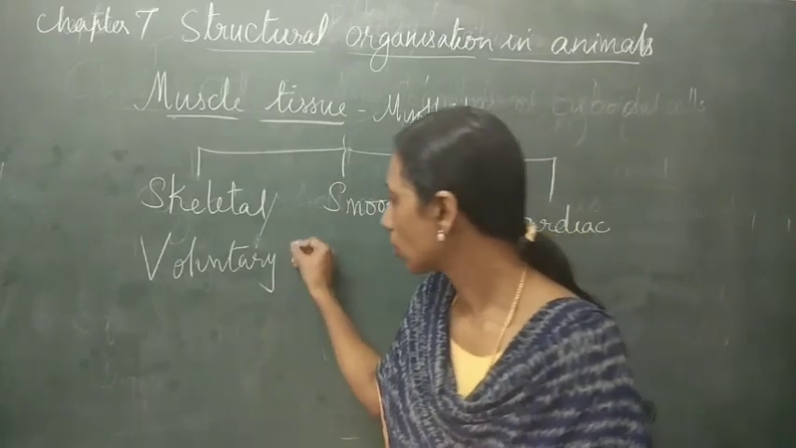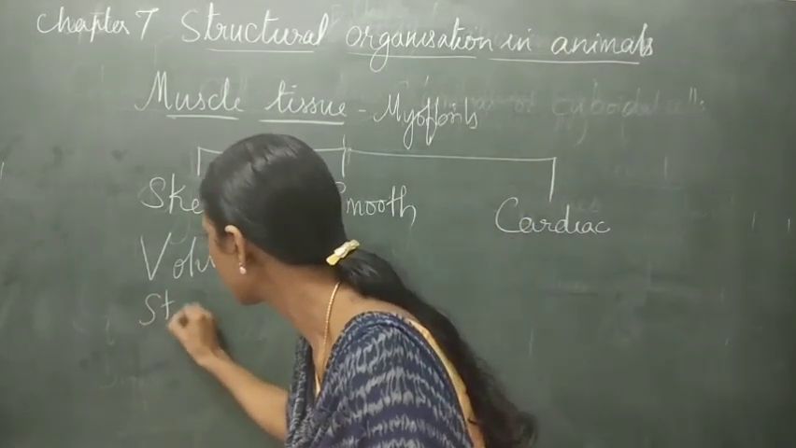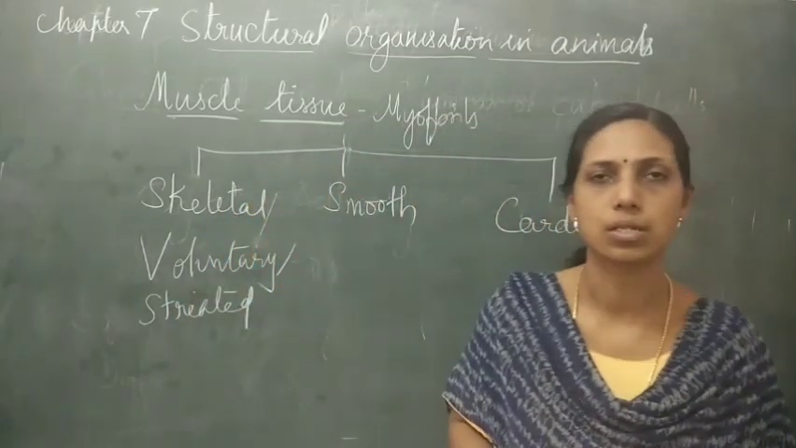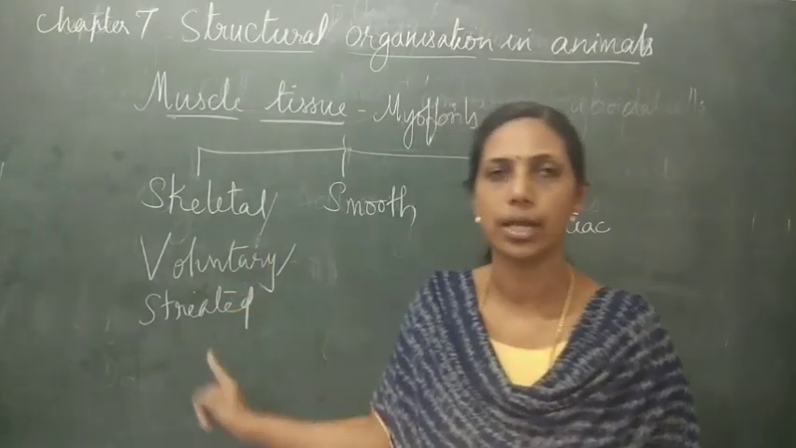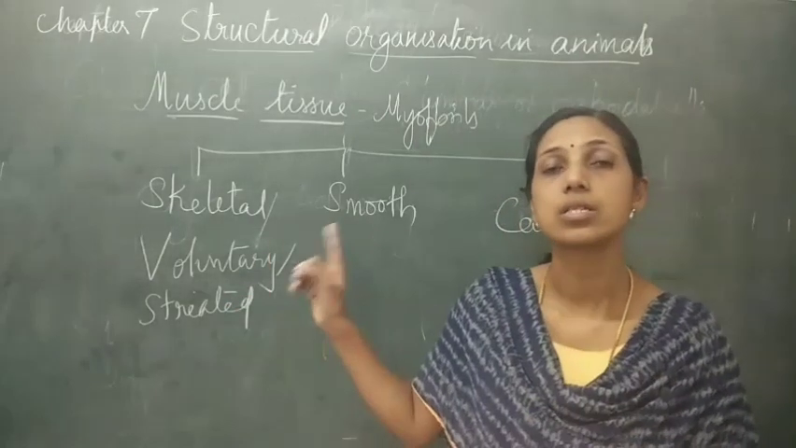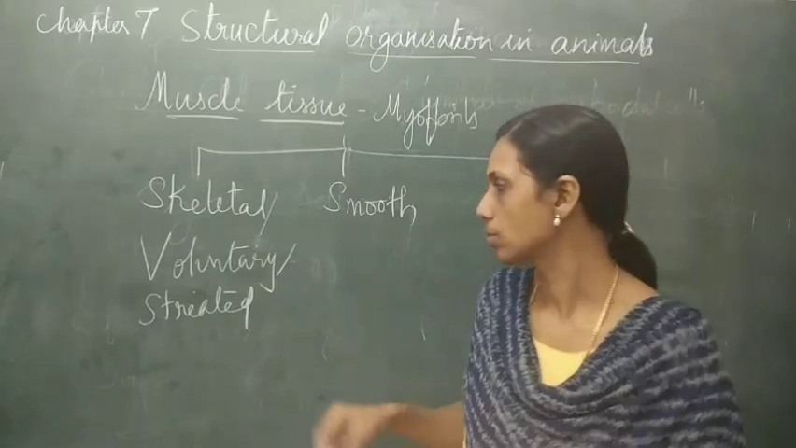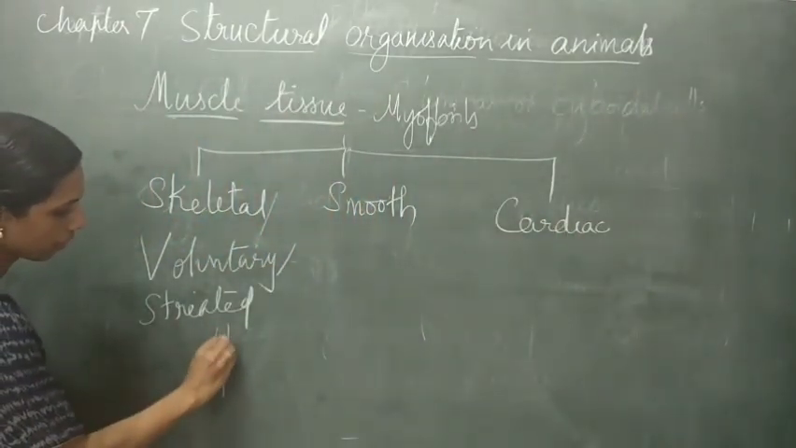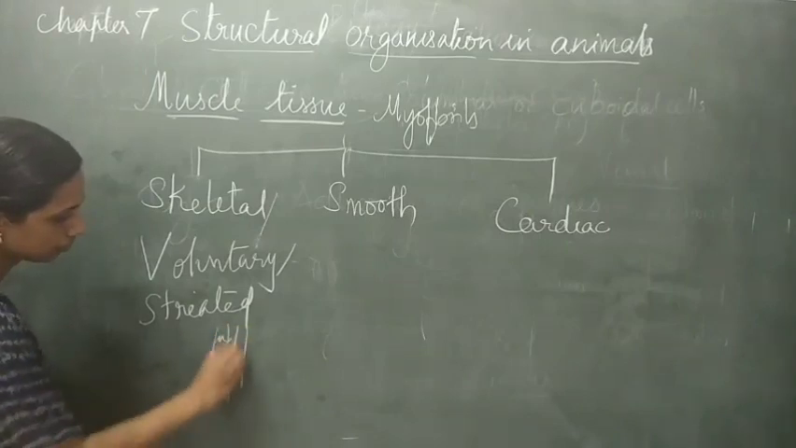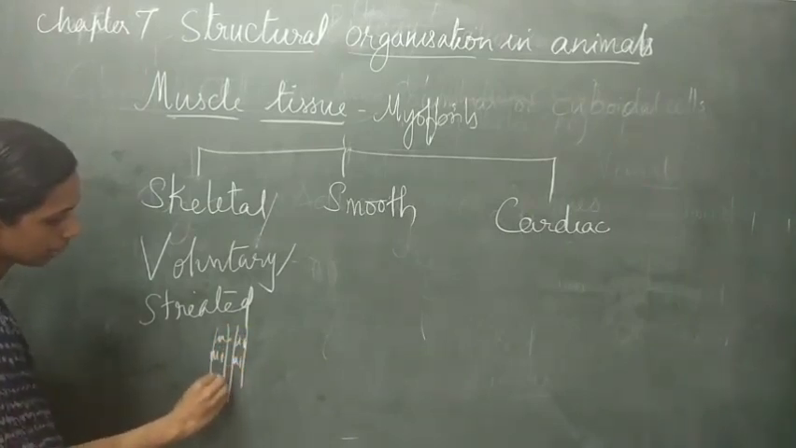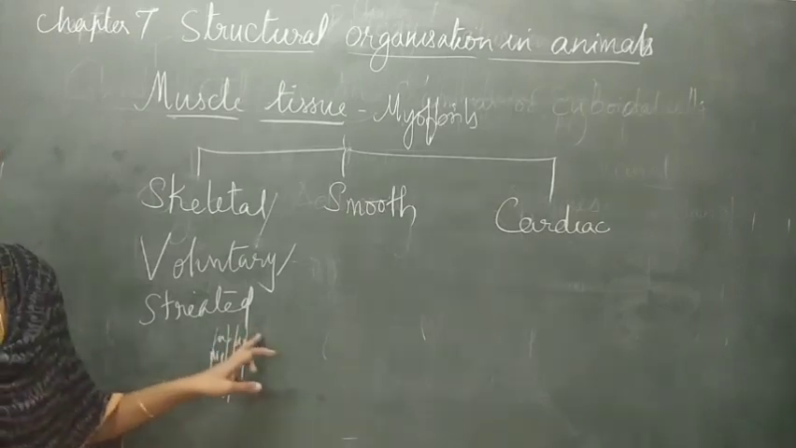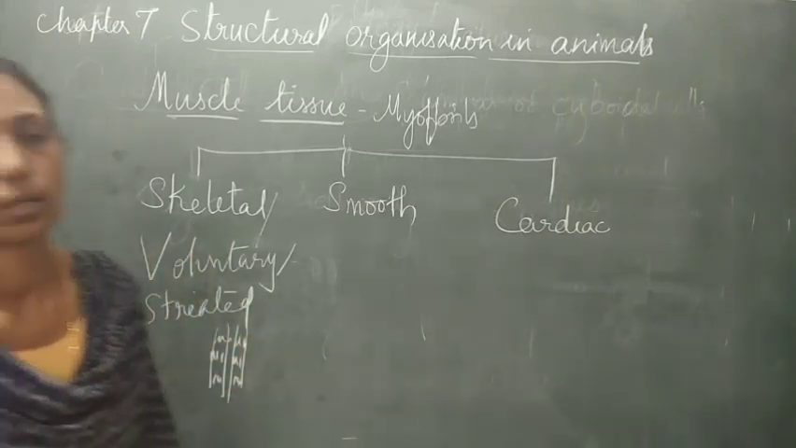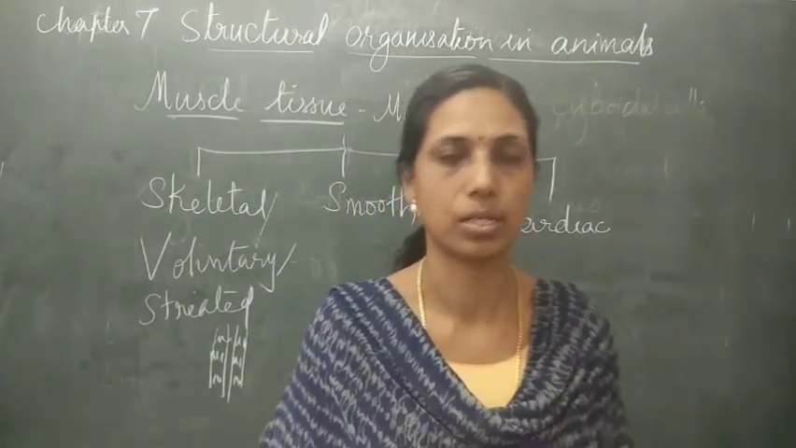Then these are also called striated muscles. These muscles are called striated muscles because they have striations or bands on them. So we find striations on the muscles, and they are called striated muscles. They are voluntary in action, and they are attached to the skeletal system, so they are called skeletal muscles.